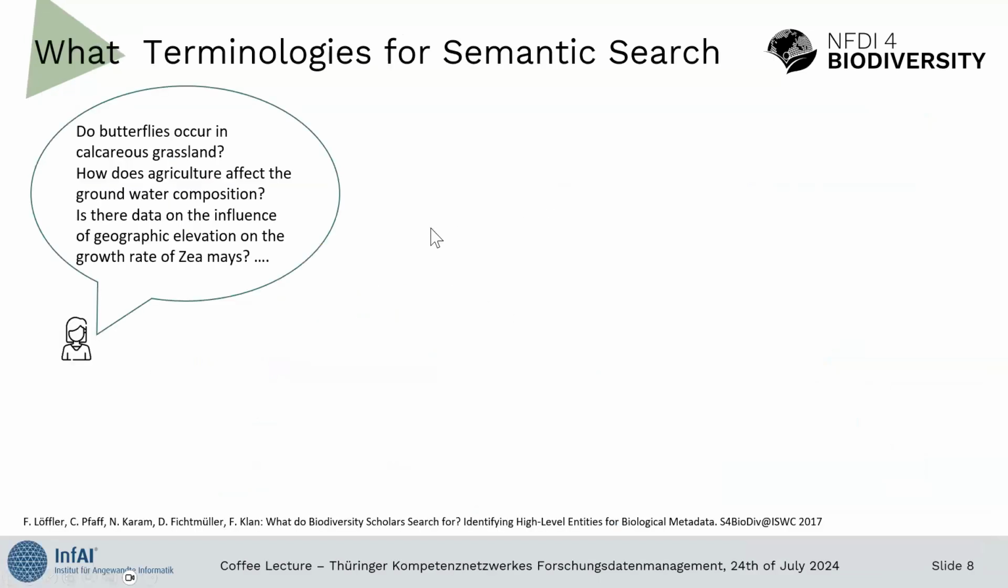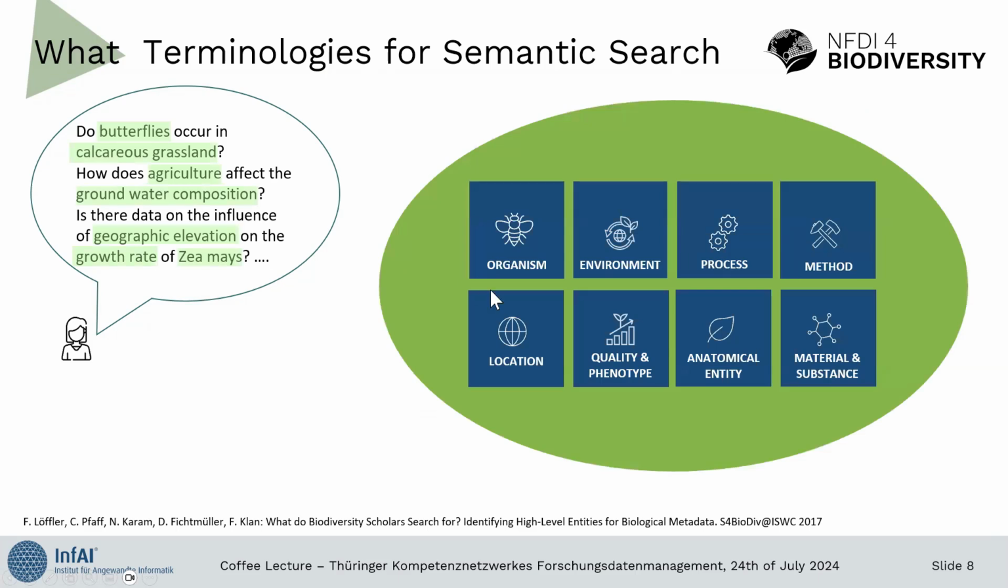So what kind of terminologies do we need? First off, we would like to use terminologies for semantic search. And for that, in a former work from 2017, we collected a set of questions from researchers to see what kind of concepts are searched for. Some examples are given here. And basically, we grouped those into high-level entities.